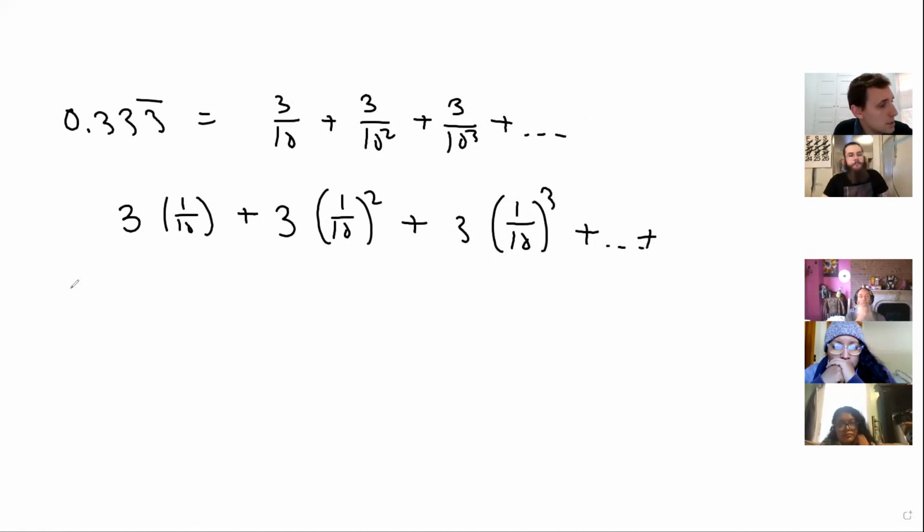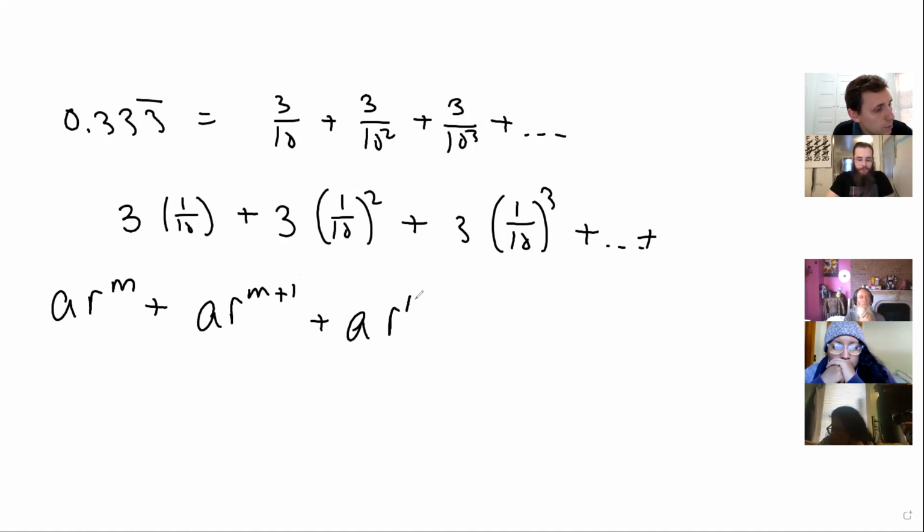That's a geometric series. It's of the form a r^m plus a r^(m+1) plus a r^(m+2). So you see, you have this term r that you're multiplying by itself to a higher power all the time, and you have the constant term. So that's a geometric series. How do we sum such geometric series? Well, that method with which we found out how much money you owe me is very useful here.